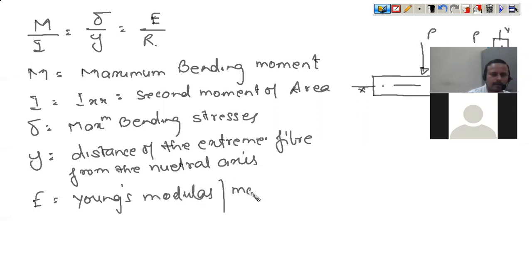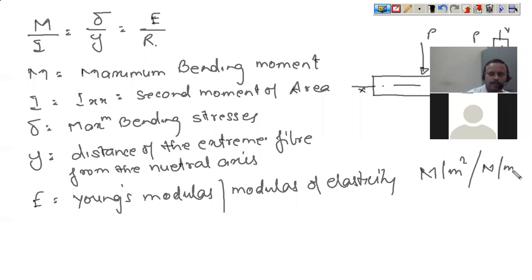Now, E is Young's modulus, or you can say modulus of elasticity. The unit is Newton per meter square or Newton per mm square, whatever is applicable. R is radius of curvature. So these are the various terms that are used in the bending equation.